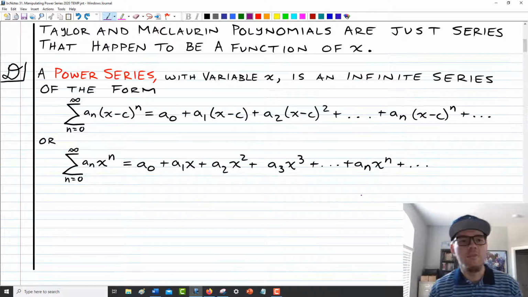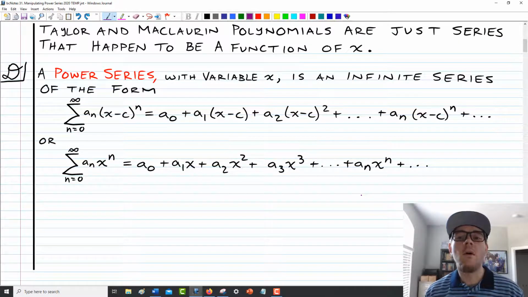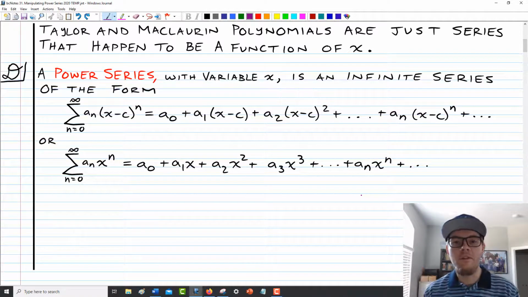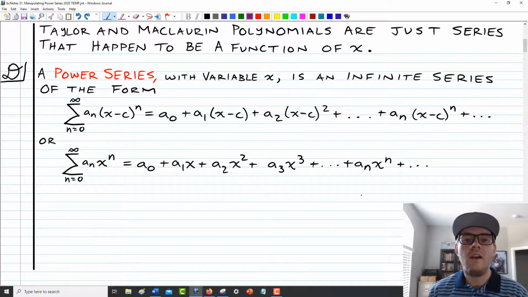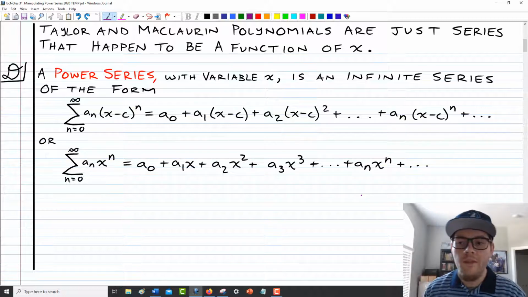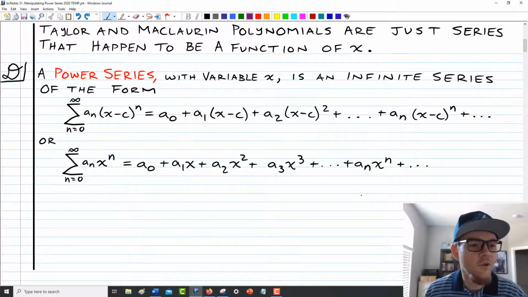And so as it says on the second page, at the very top, Taylor and Maclaurin polynomials are just series that happen to be a function of x. Now that phrasing, happen to be a function of x, makes it sound kind of coincidental or serendipitous. That's not what I'm trying to describe. They're infinite series that are a function of x. So x is changing, meaning you can plug values into these series and change what actually happens. In fact, the next lesson after this one is all about what values you can plug in and have that series actually converge. So there's some cool stuff still on the horizon for us.